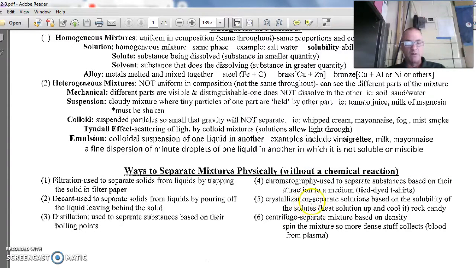This is where you separate solutions based on the solubility of the solutes. So in other words, we have something dissolved in something else. When we have multiple things dissolved in substances, each substance has its own ability to dissolve. So different salts or different sugars or whatever have their own solubilities. And crystallization takes advantage of the fact that different substances have different abilities to dissolve. Let's take a look at how crystallization works.